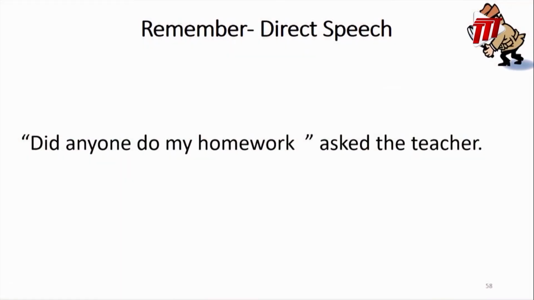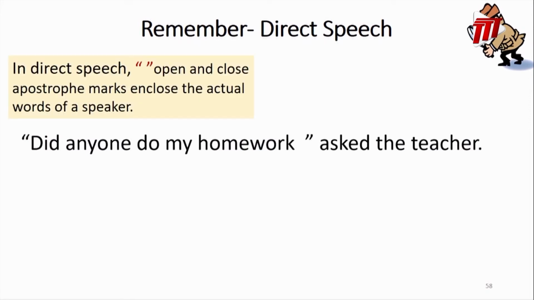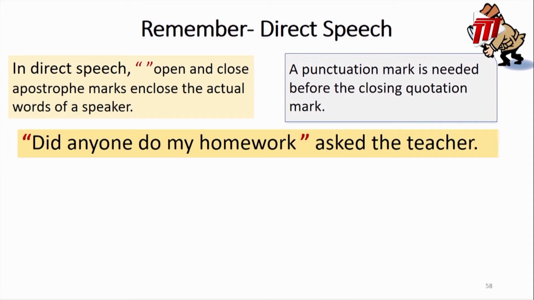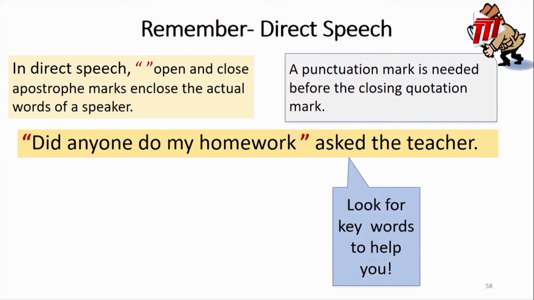All right. Remember, for direct speech, in this instance, "Did anyone do my homework?" In direct speech, open and close quotation marks enclose the actual words of a speaker. And we know this already. So we have our open and close quotation marks. A punctuation mark is needed before the close quotation mark, right? And helpful hints to help us know which end mark was missing, whether it was a full stop, an exclamation mark, or a question mark. We had hints, right? Asked the teacher.